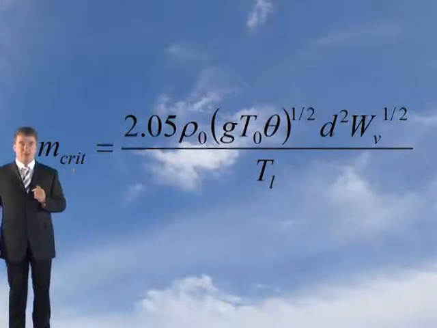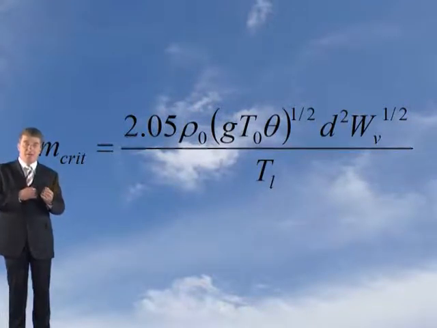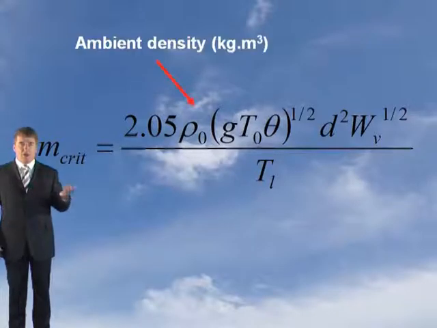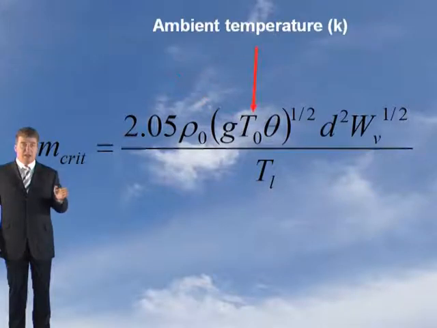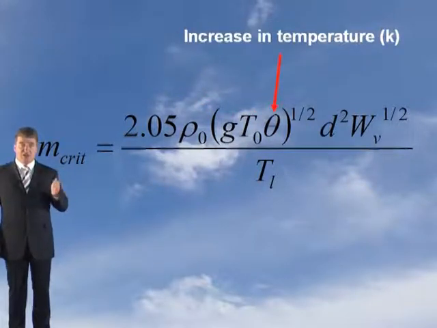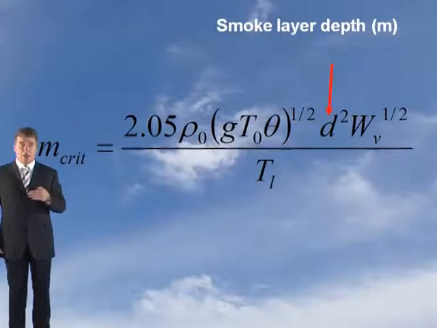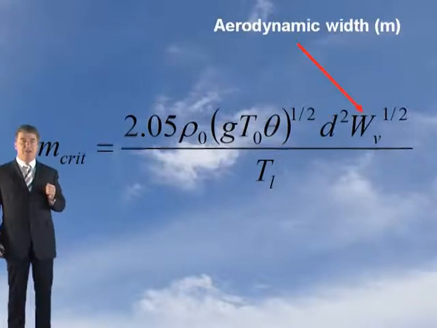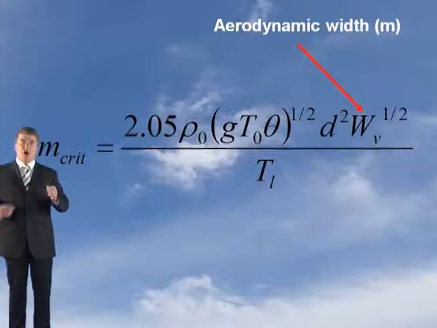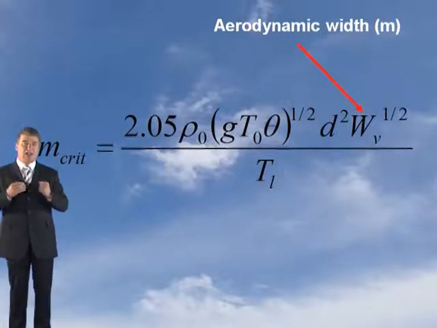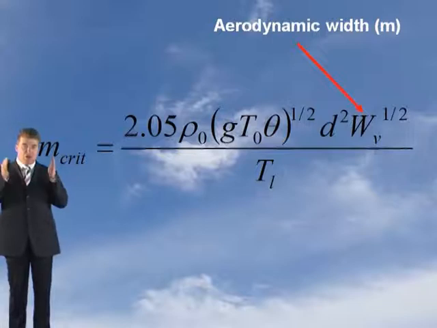Well, in this case, it's not within 2 metres, so we use the second model, which is this one here, M-Crit. M-Crit is the maximum mass flow rate that can go out of there without plug holing. You've got rho zero, which is your ambient density, your acceleration due to gravity, ambient temperature, and theta, which is the increase in temperature. D is your smoke layer depth. And don't forget, you've got your WV factor, which is the width of a circle with the same geometric area as your ventilator.